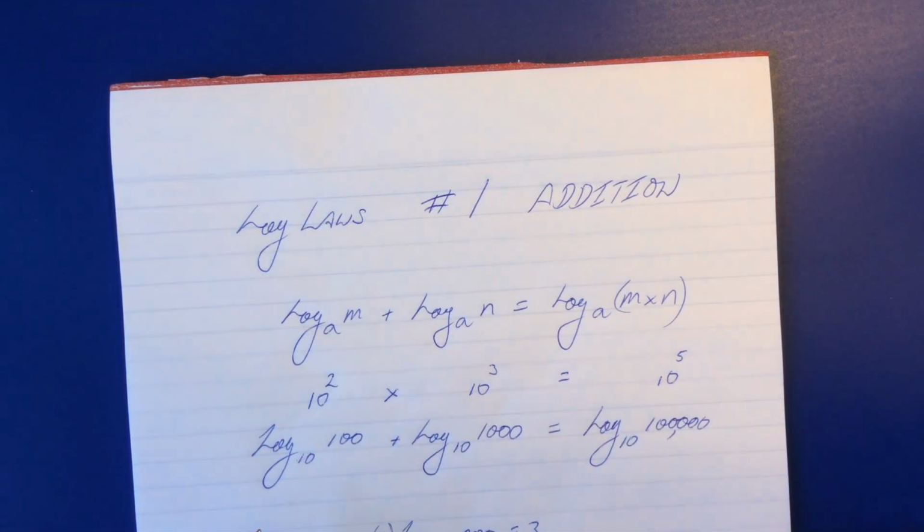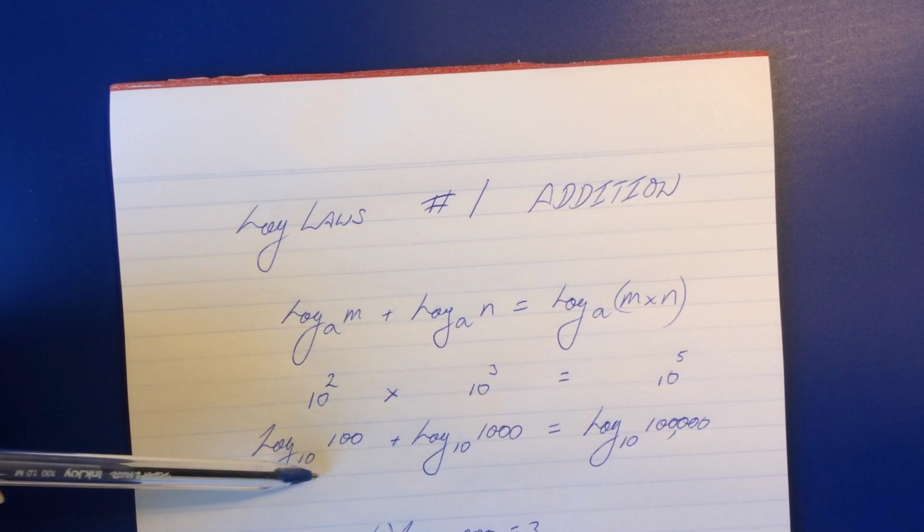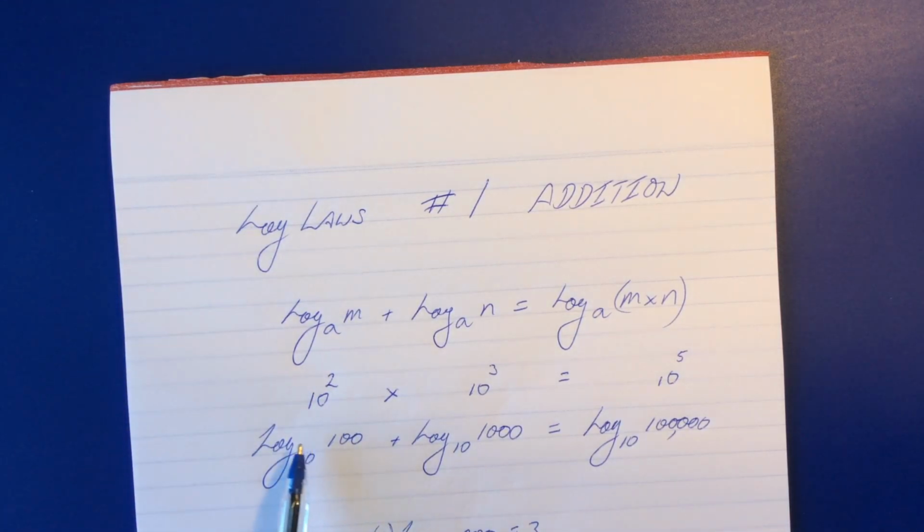Okay, now, in my very basic video on logs, I said that logs are a different way of expressing exponentials. And so what I've done here is I've expressed log 10 of 100 as 10 to the power of 2, and log 10 of 1,000 as 10 to the power of 3.